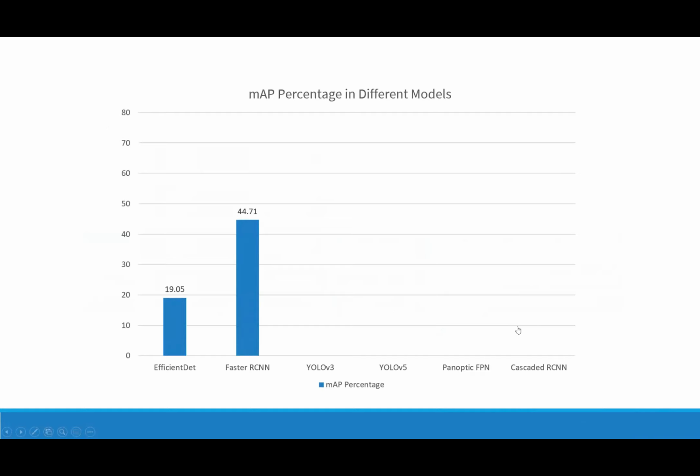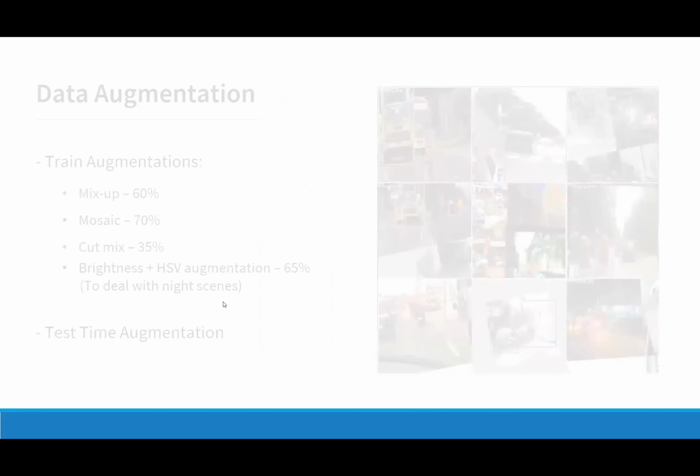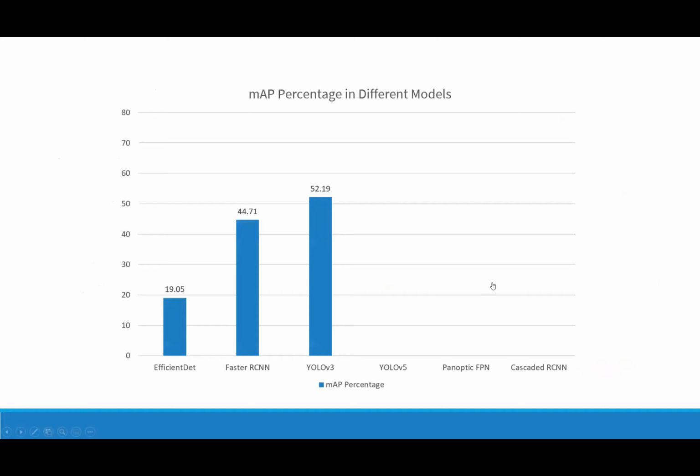After that, we moved on to experimenting with Faster RCNN. We used Faster RCNN with ResNet backbone and got a 44% validation score. This acted as our primary baseline for further experiments.